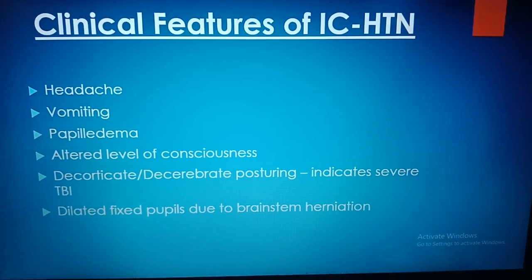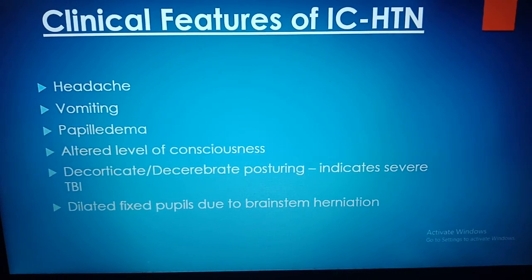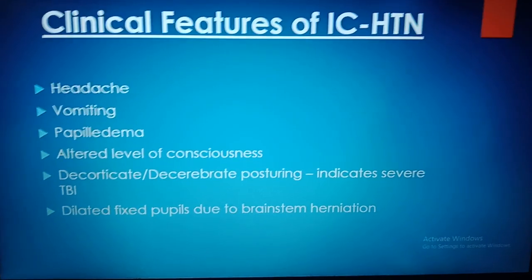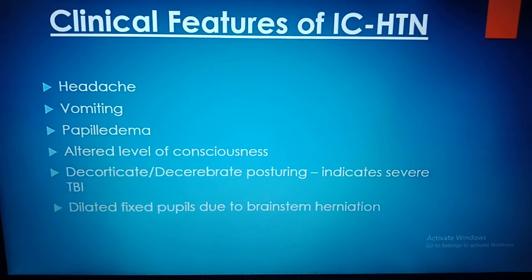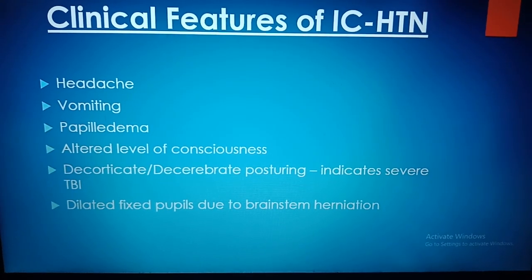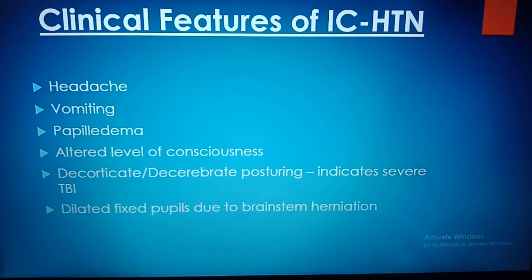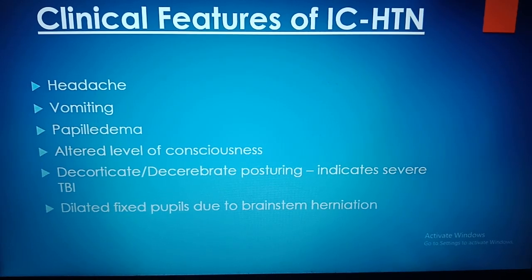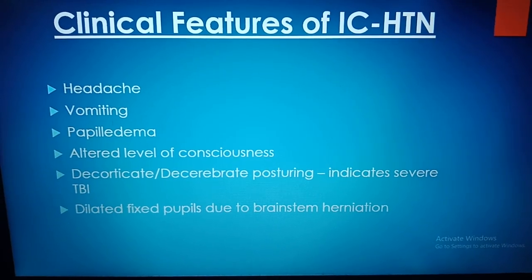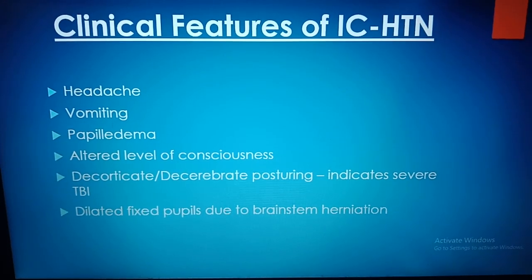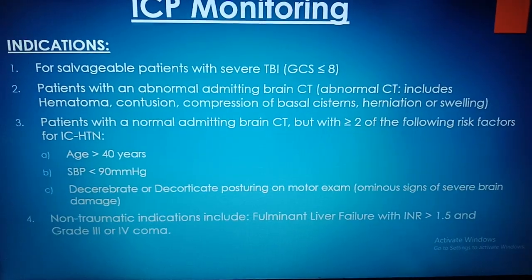Now, other clinical features of intracranial hypertension, because it's not always that you get the triad of hypertension, bradycardia, and respiratory irregularity in every patient. You can have some other features like headache, vomiting, obviously papilledema on fundoscopy, altered level of consciousness, decorticate or decerebrate posturing, and that is an indication of a severe traumatic brain injury, and dilated fixed pupils, obviously due to brainstem herniation. So headache, vomiting, papilledema are more common features than the typical triad, that is Cushing's triad. And also know that a severe traumatic brain injury is seen if the patient has decerebrate or decorticate posture.